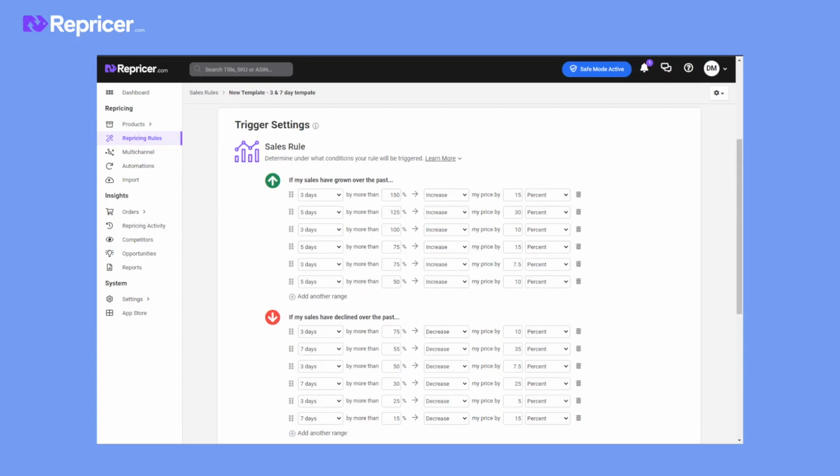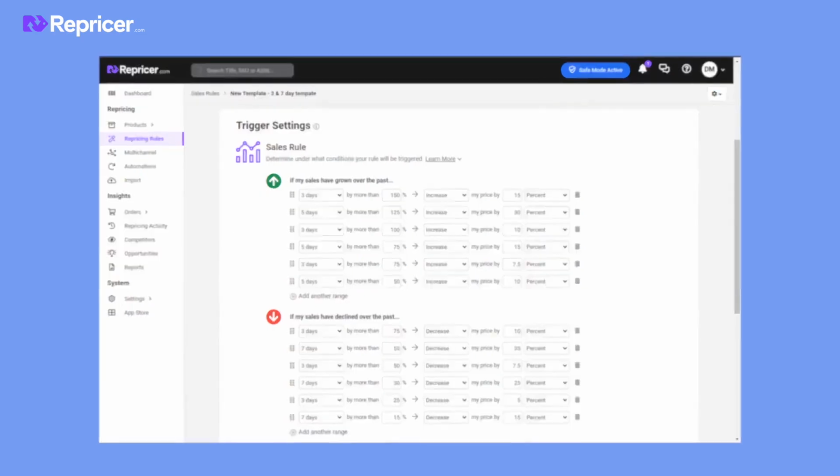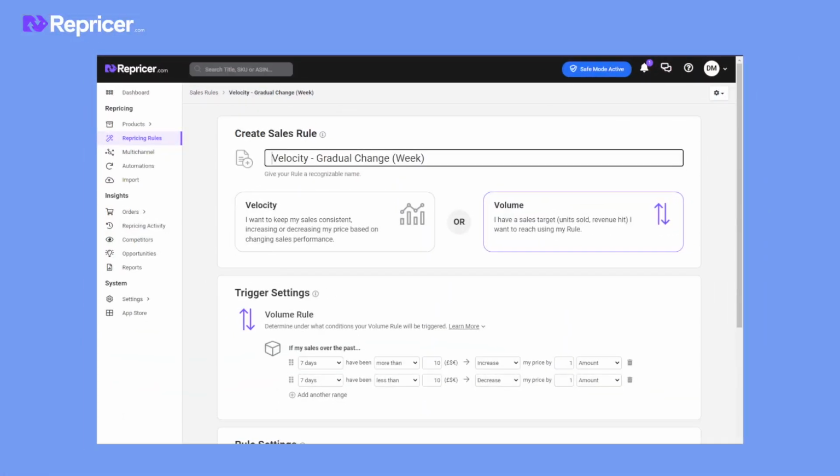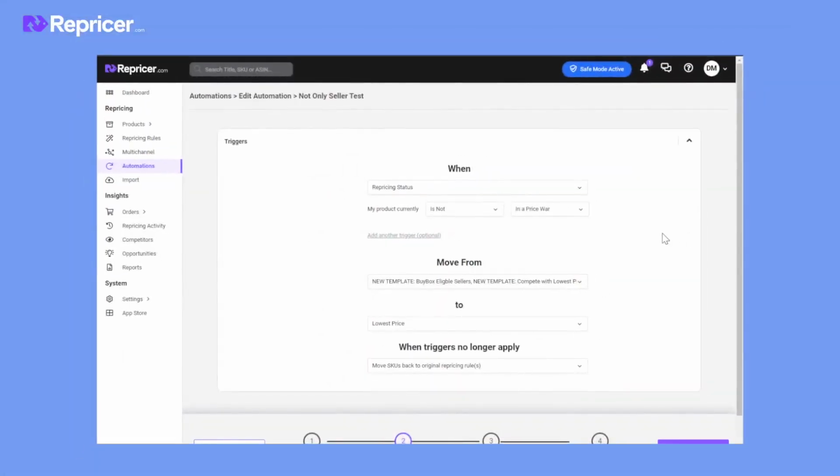Another repricing strategy you can implement using sales rules is letting your sales, instead of your competitors, guide your price when you're the only seller on your listing. You can use velocity of sales, such as my sales have dropped by 10% or increased by 20%, or target specific sales volumes. Responding to change is essential in staying competitive and winning the buy box.